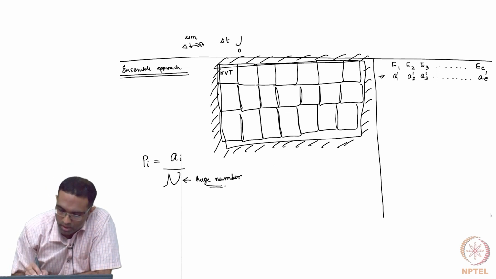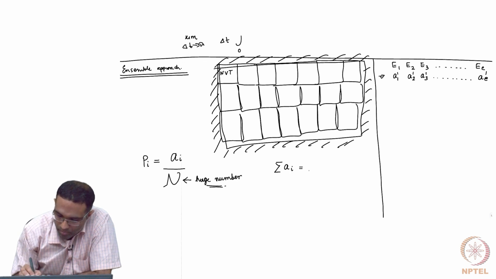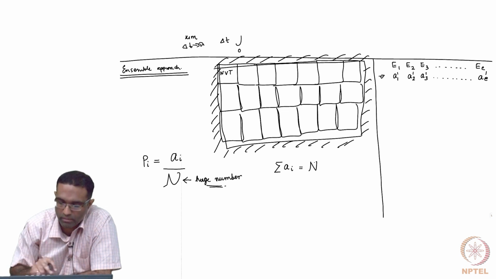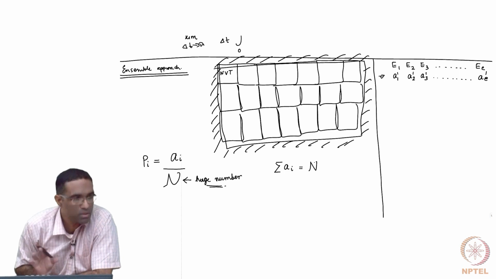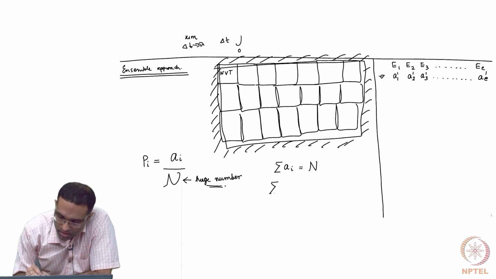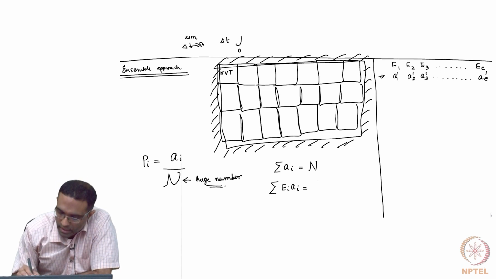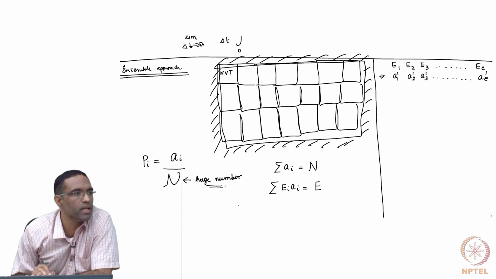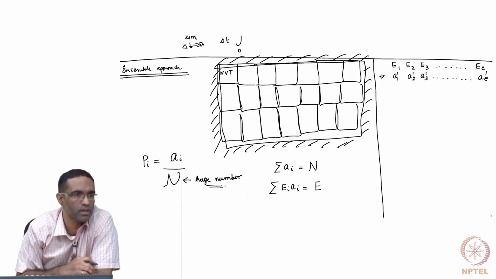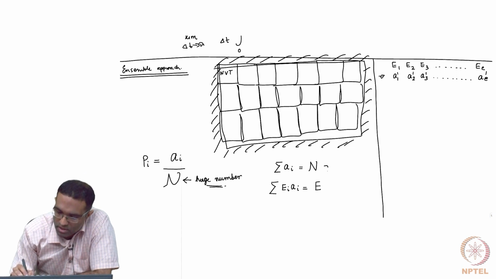Before I proceed further, I need to make sure that the total number of systems is n. So, if you count them, they have to be n, because we have taken n different ensembles. So, there is a constraint there. The second constraint is on the energy of each system. So, if EI is the energy, and AI is the total number of systems with energy EI, then this entire sum has to be some constant energy E, because I have just put everything together. So, these are the two constraints that this system has to satisfy.